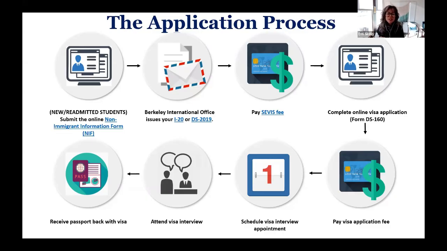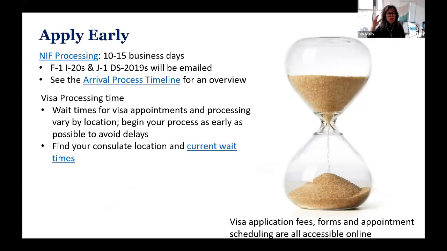Then you schedule your visa interview and appointment. Then you attend the visa interview. And if all goes well, you get your passport back with an F1 or J1 visa in it. So now we're going to get into each of these steps. Our general recommendation is to apply as early as possible. Get your process started, get it going. NIF processing is 10 to 15 business days. Once we finish processing your NIF form, your I-20 or DS-2019 will be emailed directly to you.